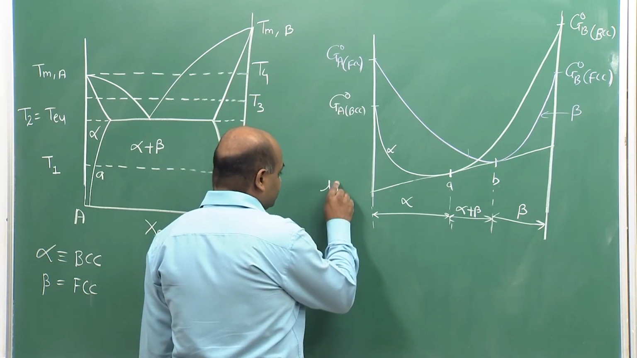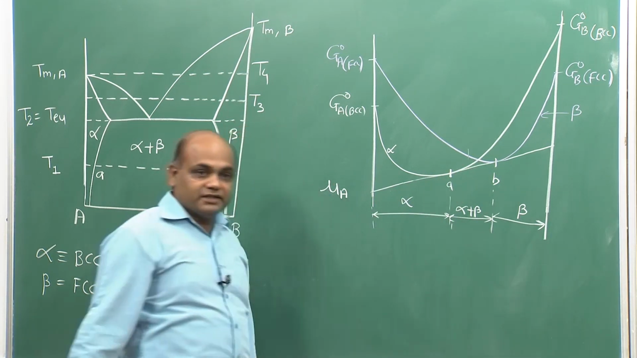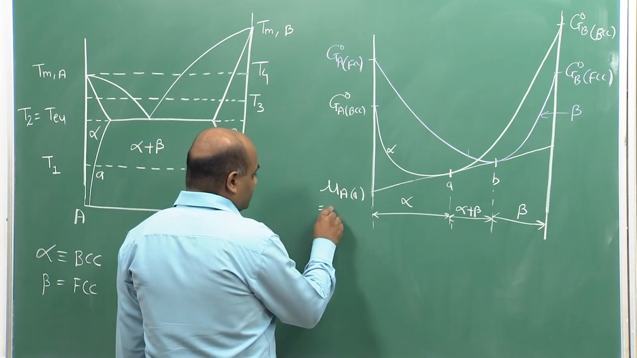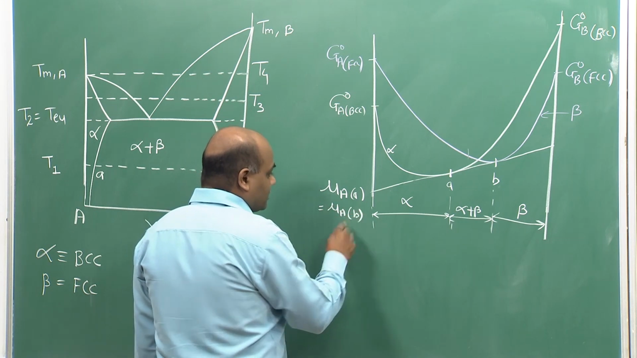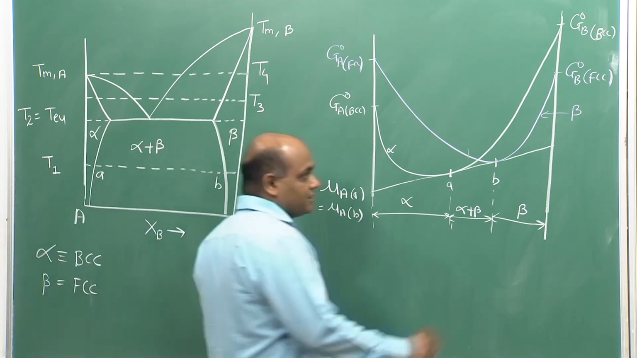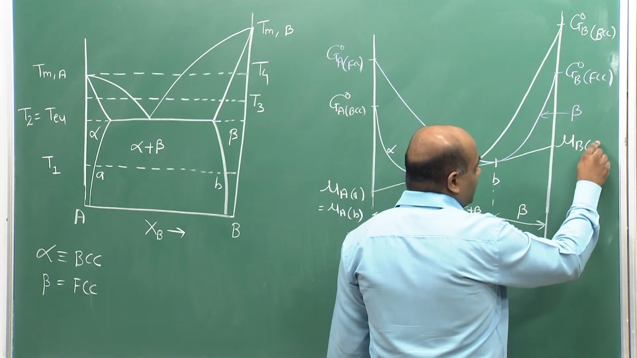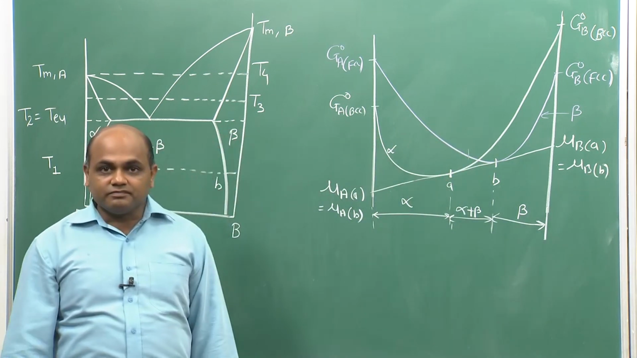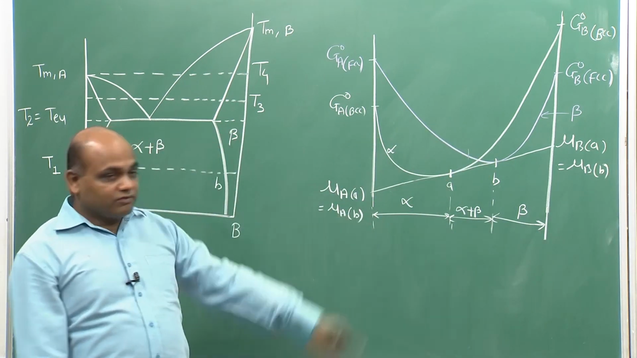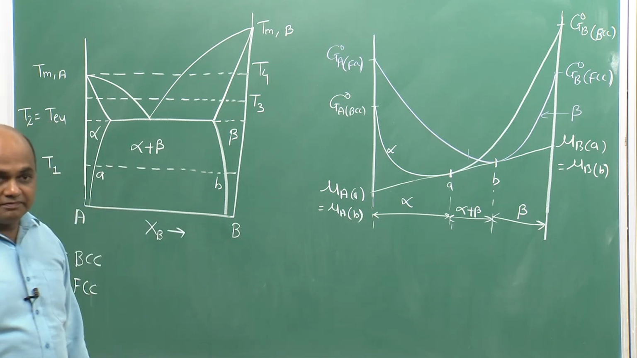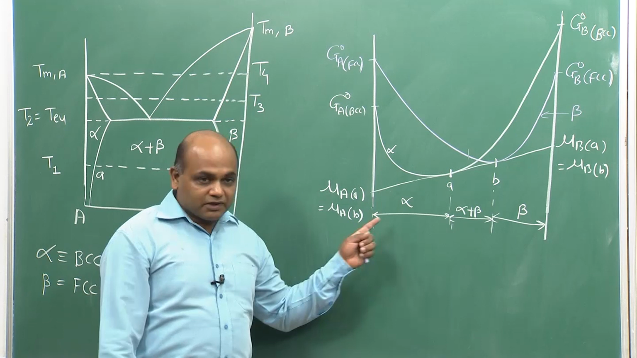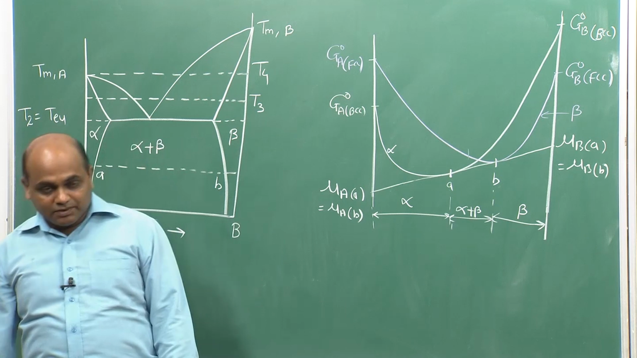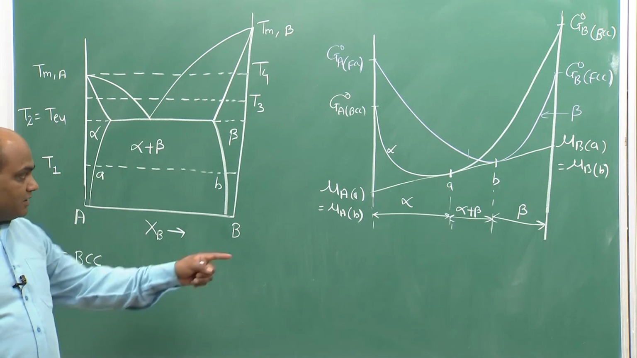So, trivially, since there is a common tangent, right, mu_A in alpha will be same as mu_A in beta. Similarly, mu_B in alpha will be same as mu_B in beta, and this is the condition for two phase equilibrium. So, the chemical potential of A in one phase should be equal to the chemical potential of A in the other phase. Similarly, chemical potential of B should be same in both the phases.